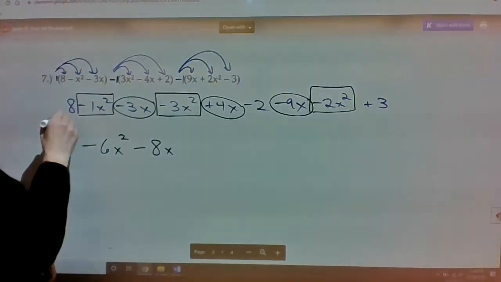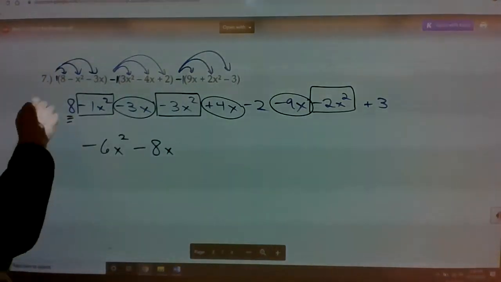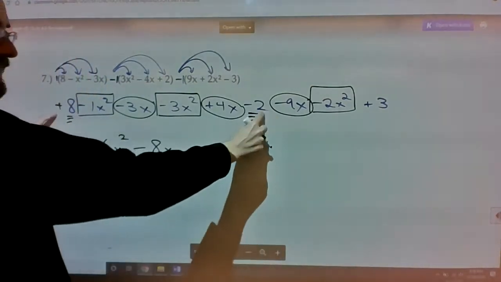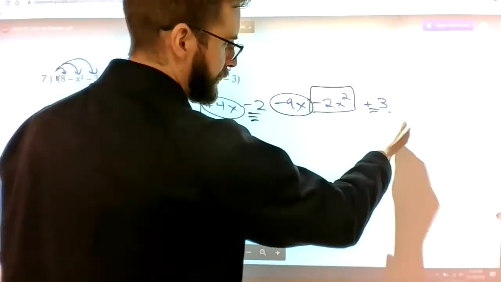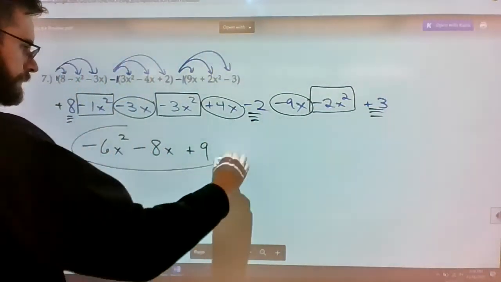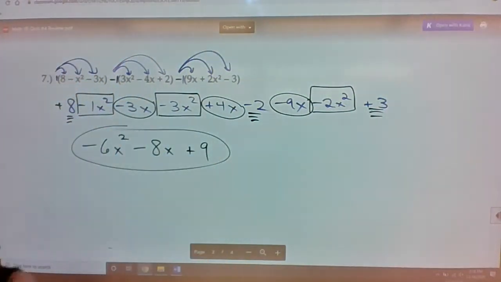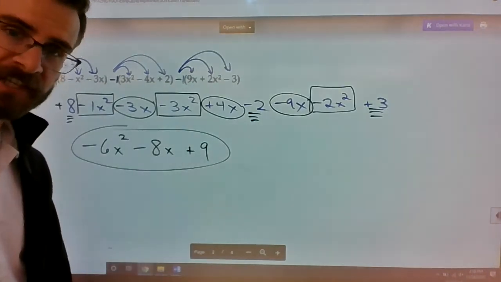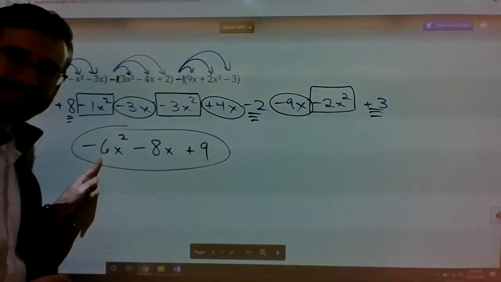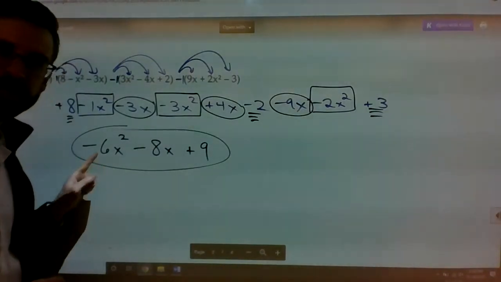All right, last one. 8 minus 2. That'd be positive 6 plus 3. 9. So, there's my final answer. -6x squared minus 8x plus 9. It's got a leading coefficient of -6, and then a degree of 2.